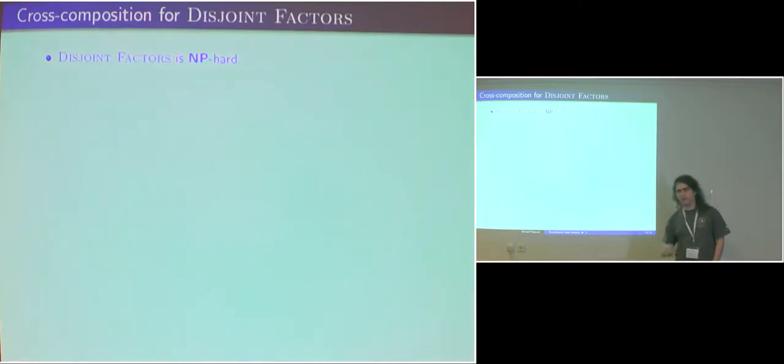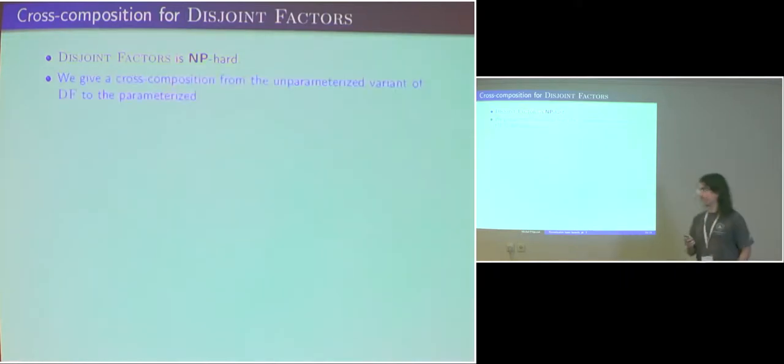It is NP-hard. I will again not prove it. And now we give a cross composition from disjoint factors to itself, formally from the unparameterized disjoint factors to parameterized disjoint factors. And because it is NP-hard, it will show that disjoint factors themselves do not have a polynomial kernel or polynomial compression unless bad stuff happens.